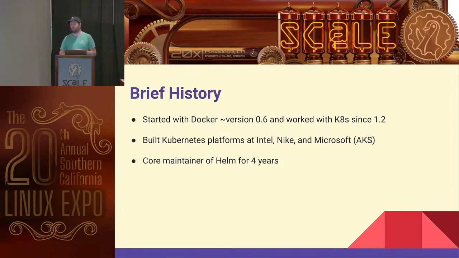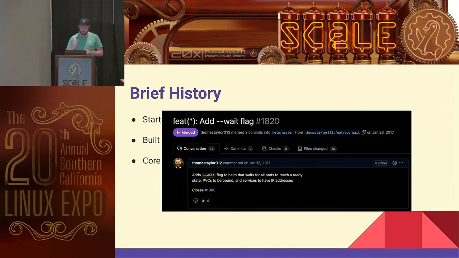I built Kubernetes platforms before Kubernetes platforms were a thing at Intel, Nike, and then I helped build AKS at Microsoft. And, like I said, there's plenty of people who I built these with, but this is where I'm coming from with it. And I was a core maintainer of Helm for 4 years. And my deepest, darkest secret is that I wrote the wait flag. So if you are a heavy Kubernetes user and you know what I mean, you probably either want to throw a rotten tomato at me right now, or you want to come shake my hand. And if you're in that latter group, you probably should want to throw a rotten tomato at me because, boy, is that a landmine. Anyway, that's my deepest, darkest secret.